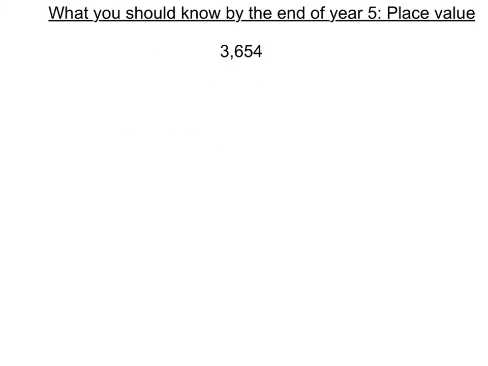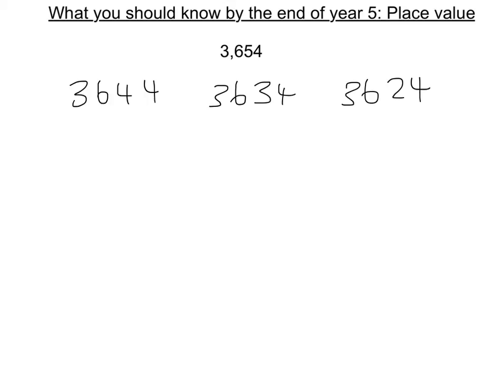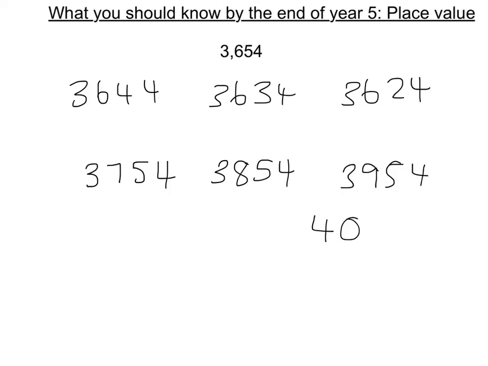You need to be able to count forwards or backwards in steps of powers of 10 for any given number up to a million. So using 3,654 as an example, you may be asked to count backwards in multiples of 10, which would give us answers of 3,644, 3,634, 3,624, and so on. Or you may be asked to count in multiples of 100 going forwards, which with this number we would end up with 3,754, 3,854, 3,954, and 4,054, etc.